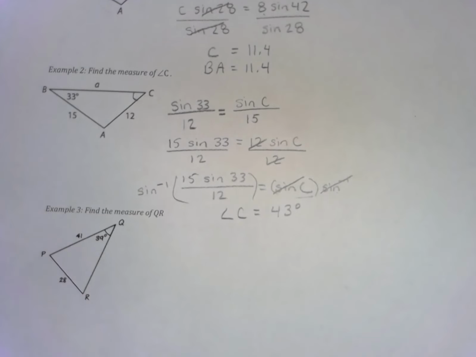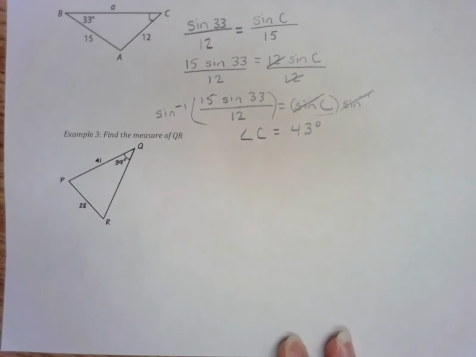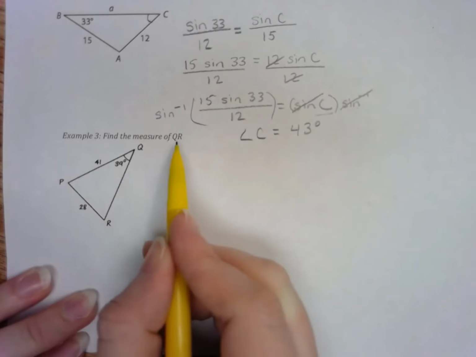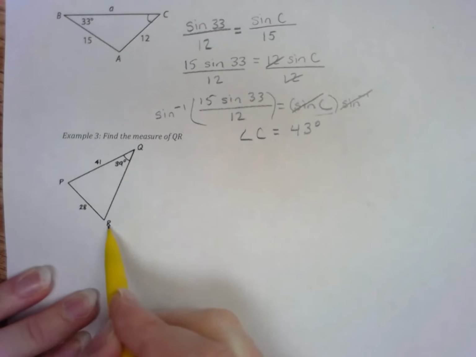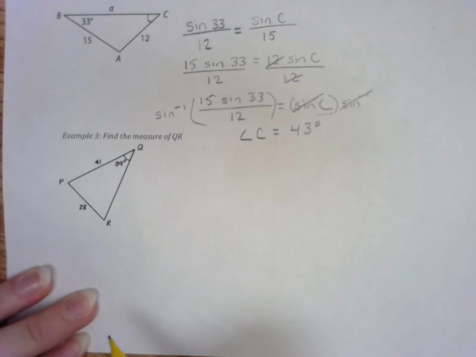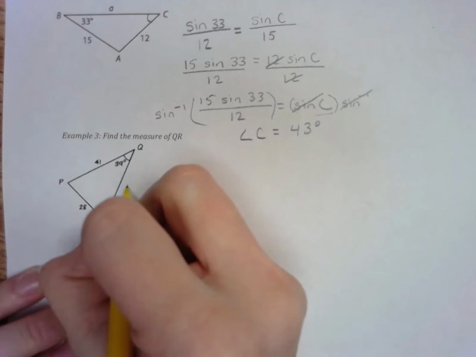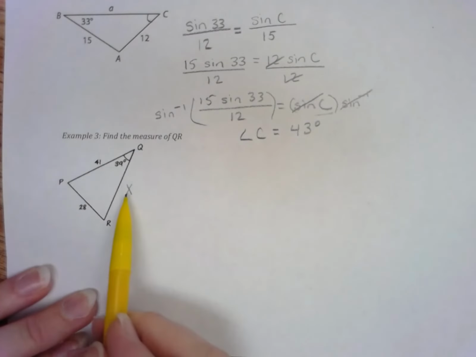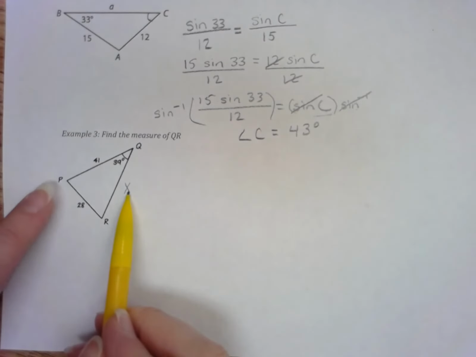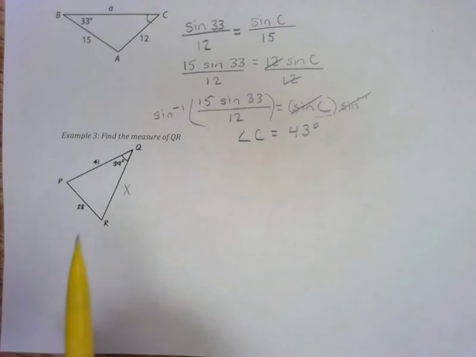So let's look at example 3. Here we're going to find the side QR. So QR is what we're going to find. You can let that stand for X or maybe little p. I'm going to go ahead and let it stand for X, since sometimes little p can still get confused as big P. Well, notice here we don't quite have enough information.